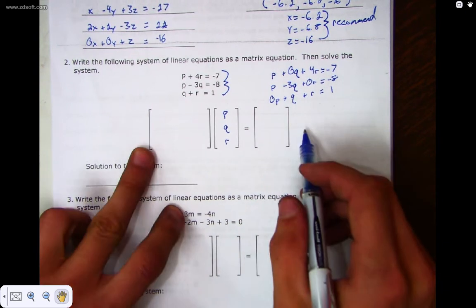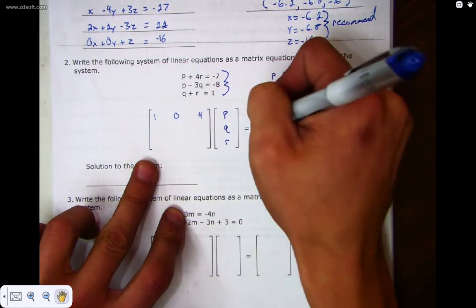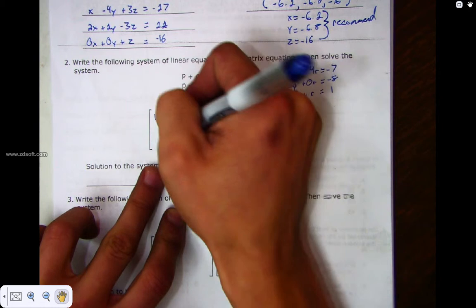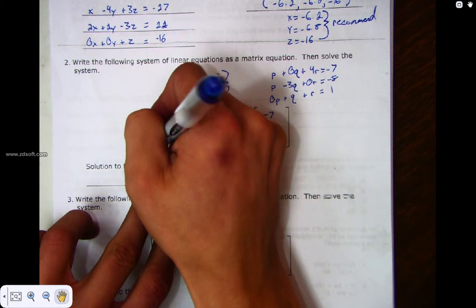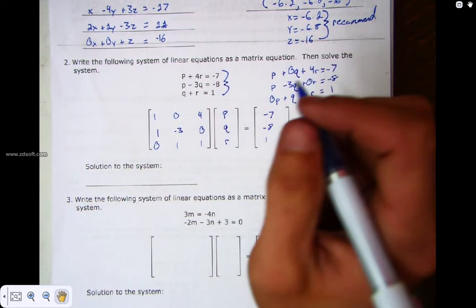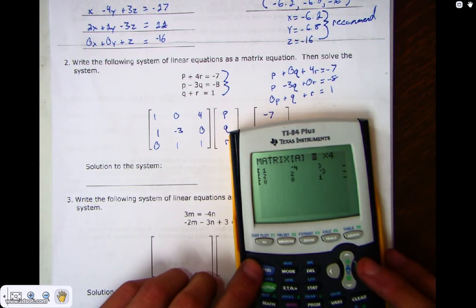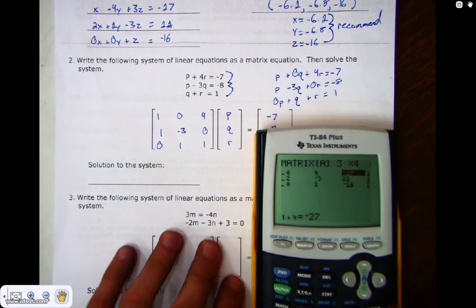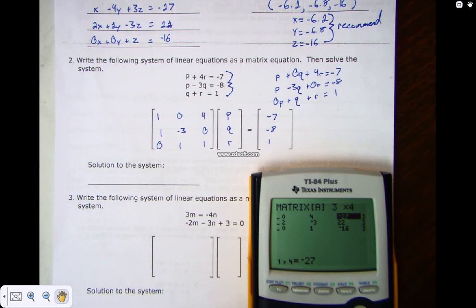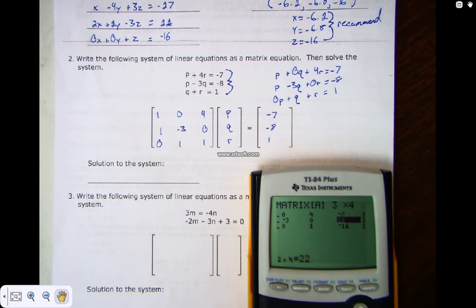Looks like we have 1, 0, 4, negative 7, negative 8, 0, negative 3, 1, 0, 1, 1, 1. We plug that into our matrix. Let's go ahead and try it again. Second matrix, edit, it's a 3 by 4, that looks good. So we got 1, 0, 4, negative 7, 1, negative 3, 0, negative 8, 0, 1, 1, 1.